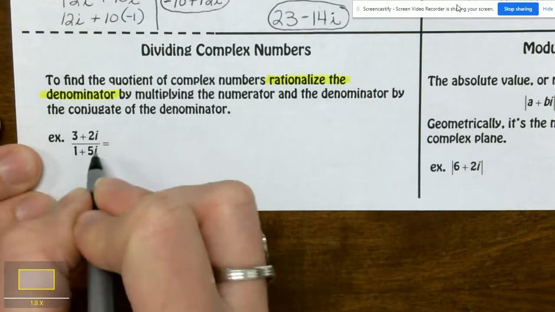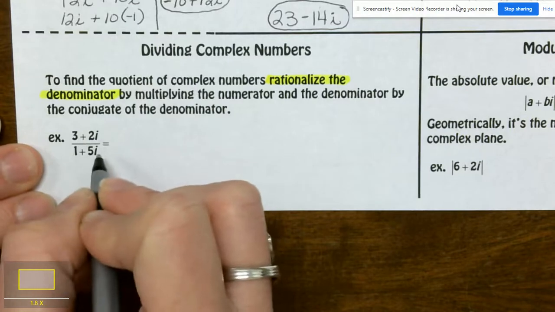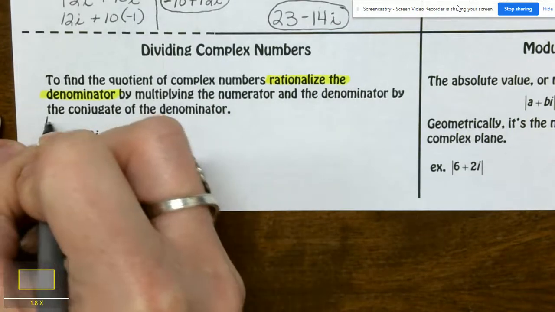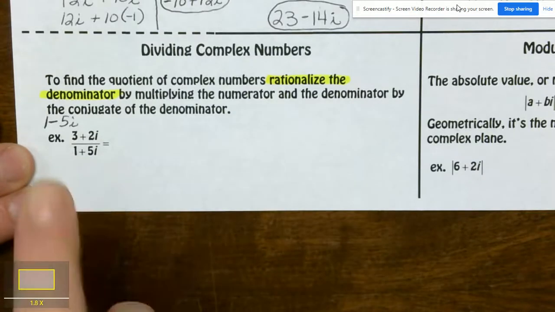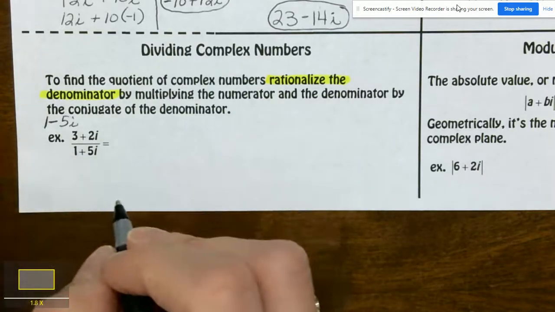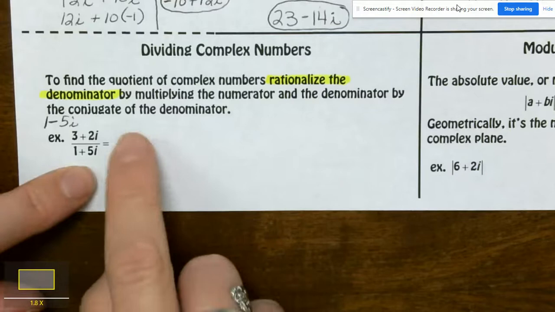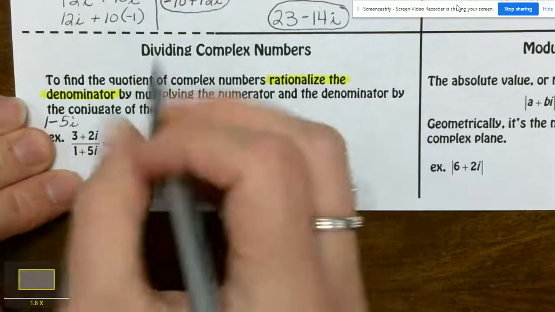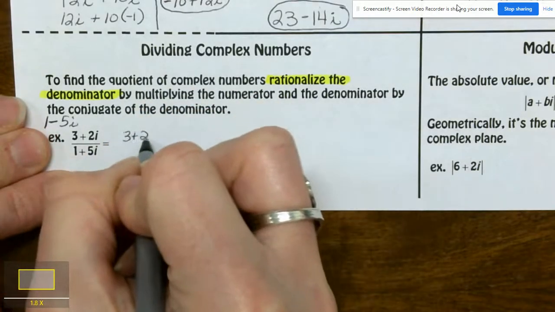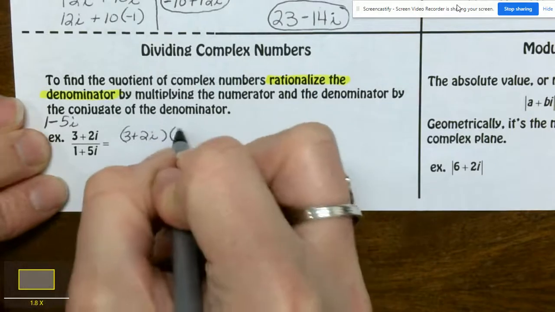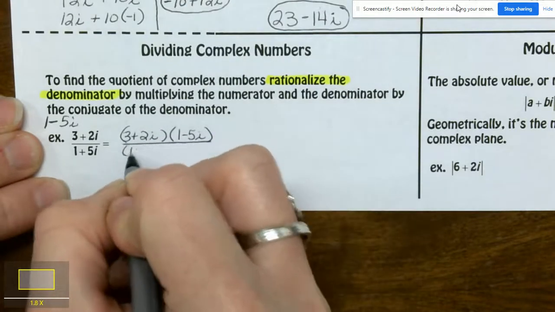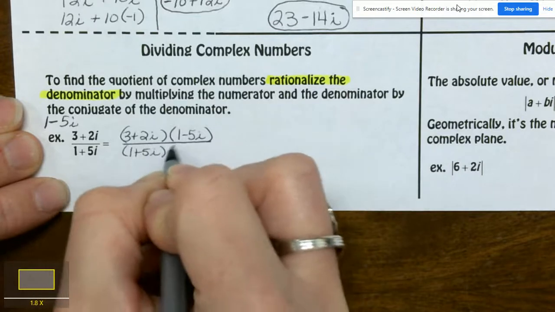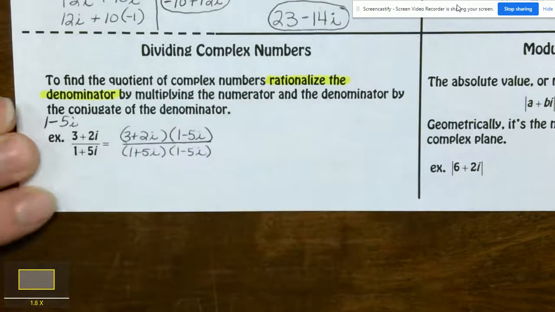Well, the complex conjugate of 1 plus 5i is 1 minus 5i. Remember, you changed that plus to a minus. Then you multiply both the top and the bottom by that. So now 3 plus 2i times that 1 minus 5i, and we're also going to do 1 plus 5i times that complex conjugate, 1 minus 5i.